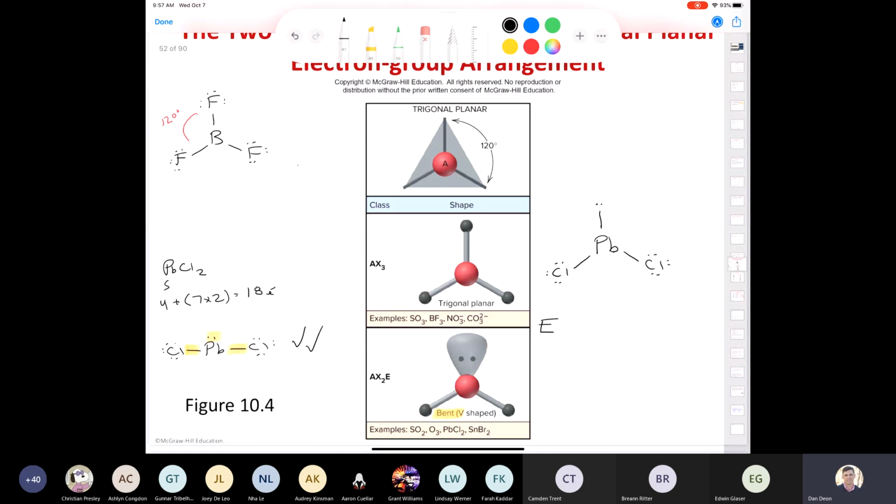So I'm talking about PbCl2. Could anybody tell me what the electron geometry is based off of what I told you maybe 3 slides ago or something? What would the electron geometry be? Not a trick question, but you might have to look back in your notes. Anybody have the electron geometry? Yes, there we go. The electron geometry is trigonal planar, right? Because electron geometry considers bonds and lone pairs.